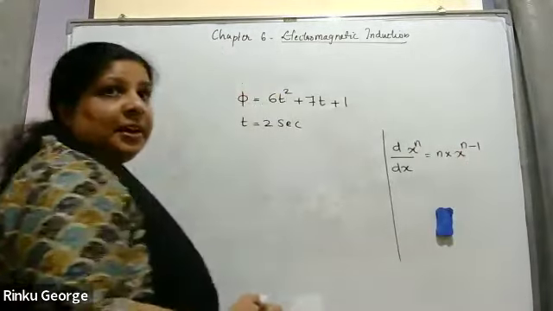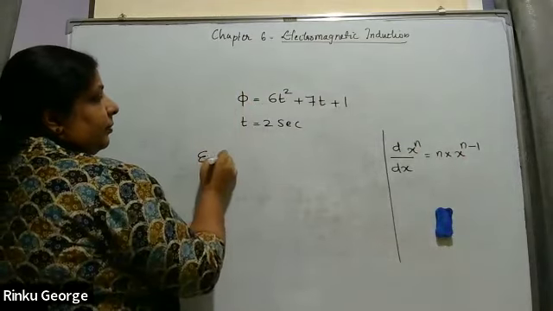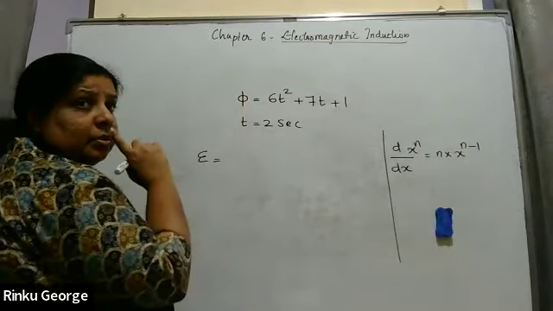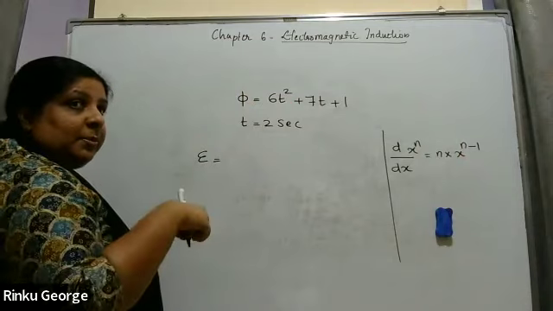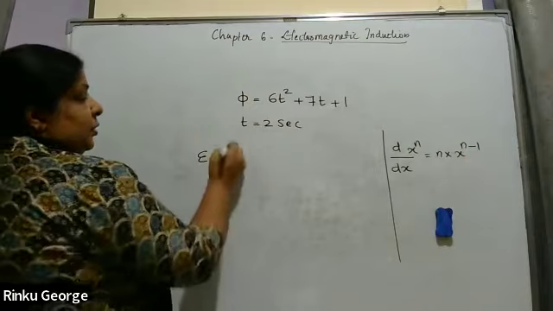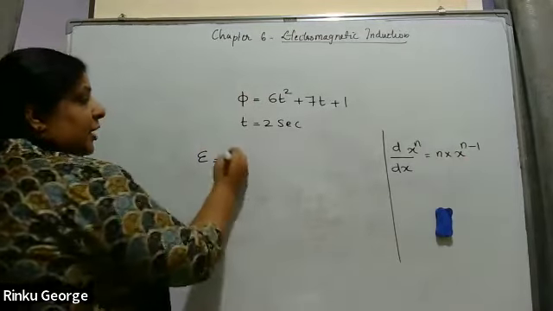N into x raised to n minus 1. Okay, now here if you apply, n into x raised to n minus 1. Integration is x raised to n plus 1 by n plus 1. So EMF will be, you have to differentiate each term here with respect to time, right?